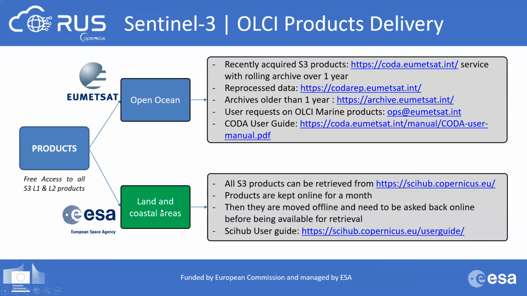Then the products acquired over land and coastal areas are distributed by the European Space Agency on the SciHub data hub. There, the products are kept online for a couple of months. Then they are moved offline and need to be asked back online before being available for retrieval. I also provided you with a link to the SciHub user guide. So later in the webinar, I'm going to show you how to use the SciHub in order to download OLCI products.